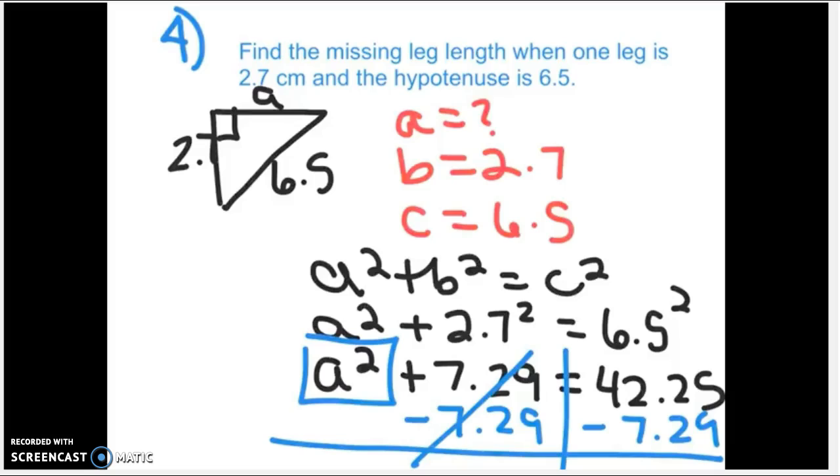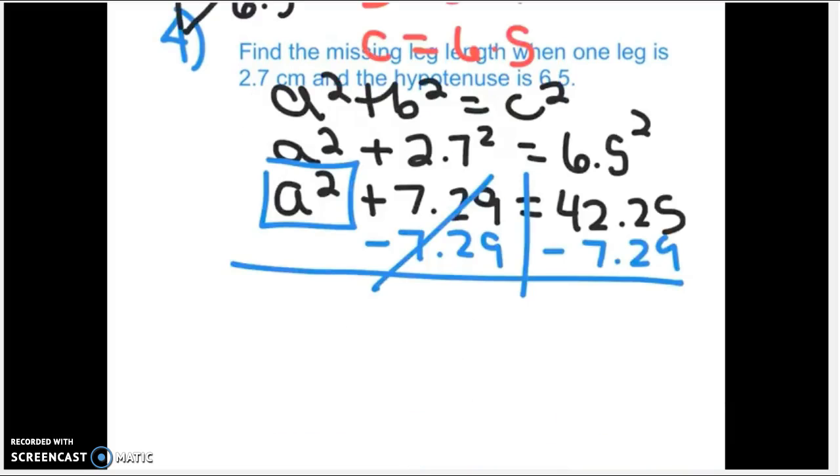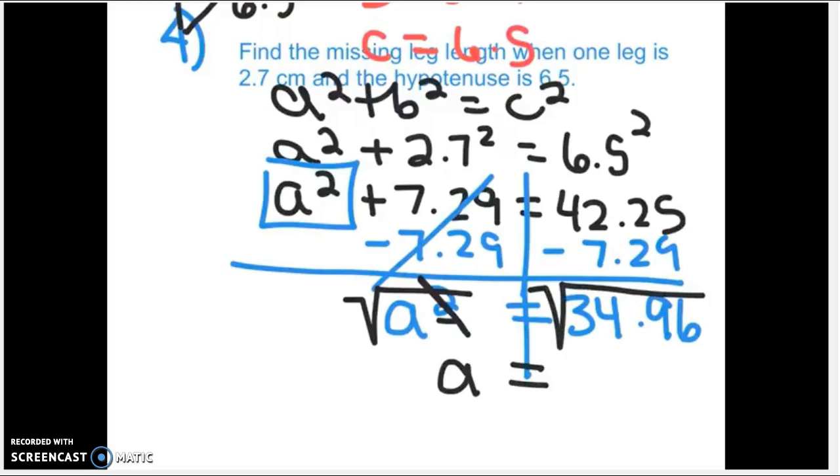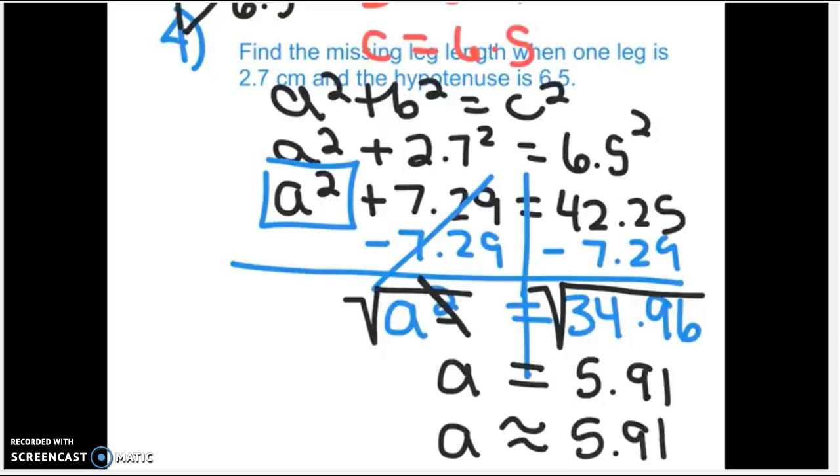Cancel out. And we're left with A squared equals 34.96. Now it doesn't matter that it's a decimal. We're still going to undo the square by square rooting it to cancel out. We're left with A. Then we've got to square root the right side. So you're going to have to type in your calculator. Square root of 34.96. And you get A is about 5.91. And I'm going to make it more clear. We're going to make little squigglies instead of the equal sign because it's about 5.91 centimeters. And you are done.